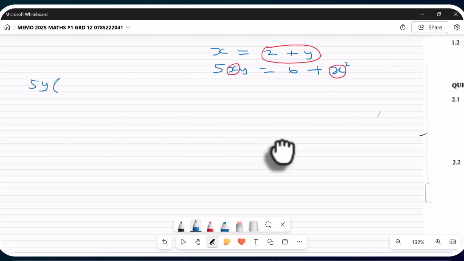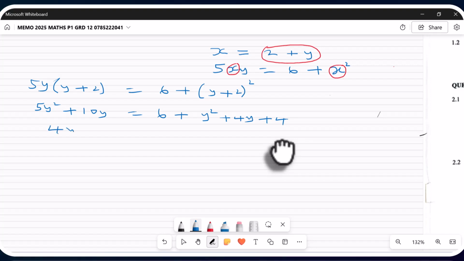y squared plus 4y plus 4. So now 5 minus 1 gives us 4y squared, and then 10y minus 4y gives us 6y, and then 6 plus 4 is 10, which becomes minus 10, equals 0. So divide by 2 everywhere, it gives us 2y squared plus 3y minus 5 equals 0, dividing by 2.